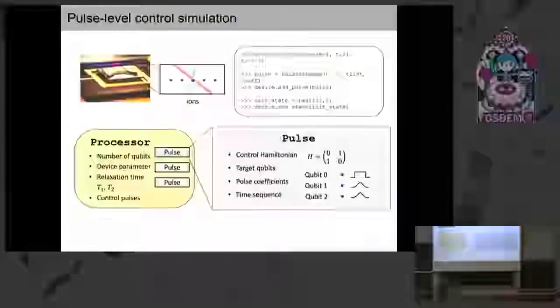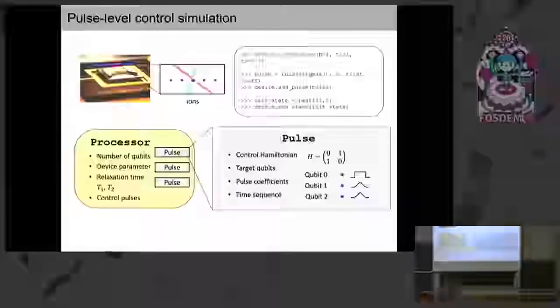Now, imagine you have some quantum chip. Usually, the way you want to control your qubits is through some control pulse. So you either shine a laser on it, or you give it some microwave signal. This kind of quantum chip is represented in our simulator in a class called processor. It has information like the number of qubits, the typical relaxation times, T1 and T2, and also the most important, your control pulses. The control pulses are actually the basic element in our simulation.